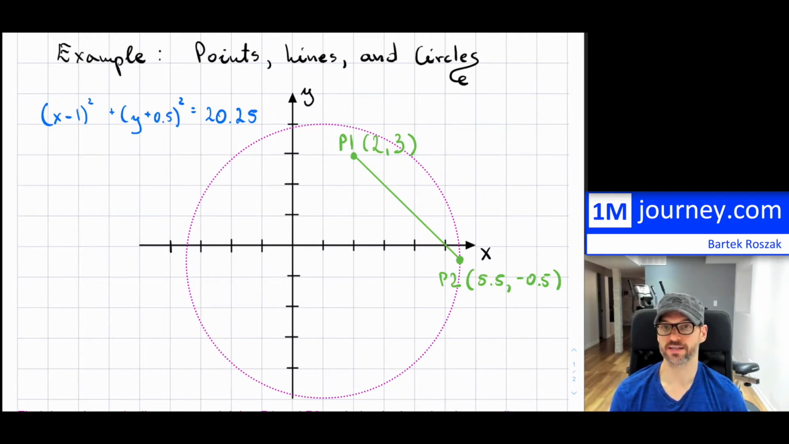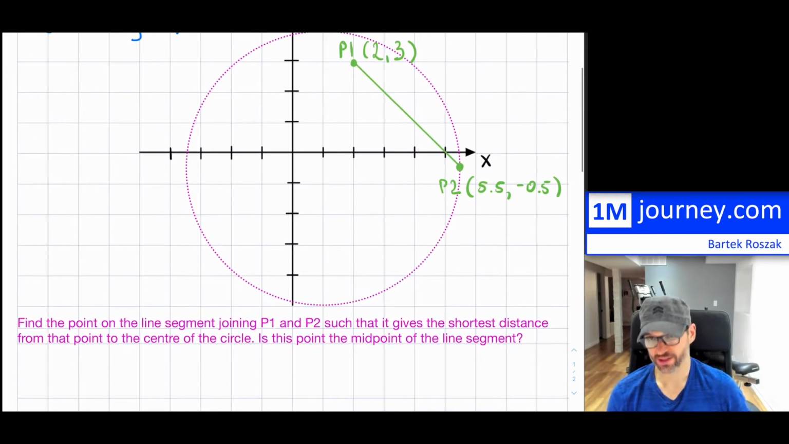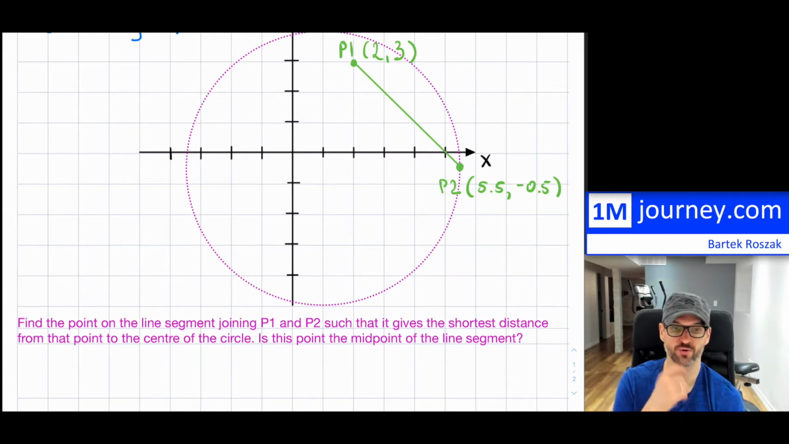The circle has an equation, and the question is to find the point on the line segment joining P1 and P2 such that it gives the shortest distance from that point to the center of the circle. So what would that point be on this particular line segment? Now we can guess it, of course, but then how do we actually find the point exactly?